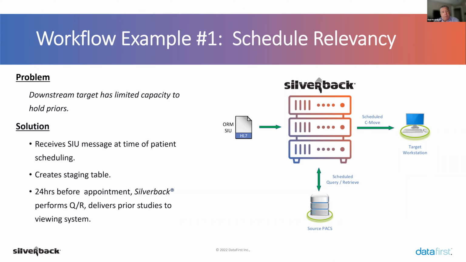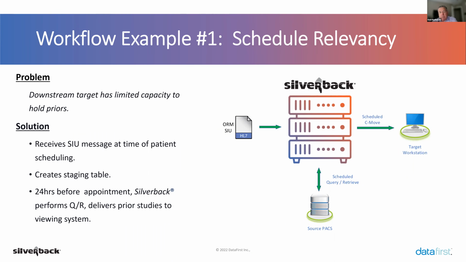So what we put in place here is we receive an inbound HL7 scheduled message, and we parse out the relevant information to identify those priors. And one of the bits of information that we have there is the scheduled date for the next exam. So what we do is we list all those priors in a staging table, and then that staging table is acted upon 24 to 48 hours before that next scheduled exam. It really just depends on what the customer wants.